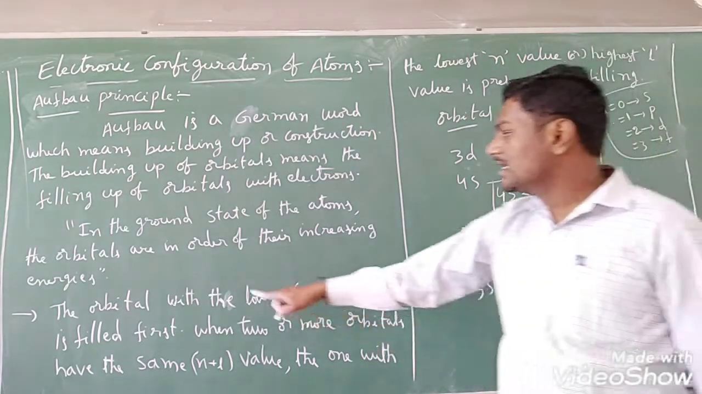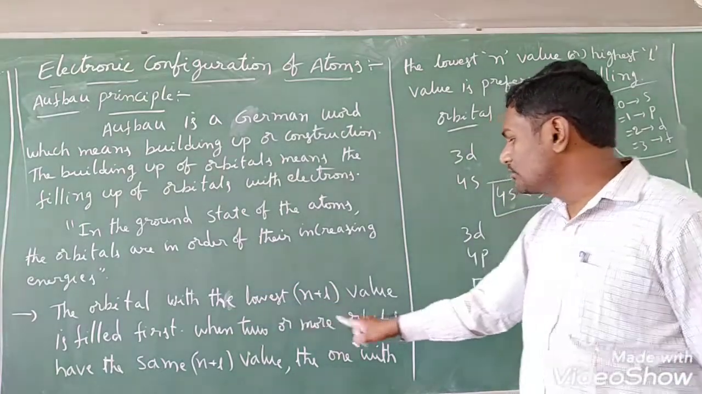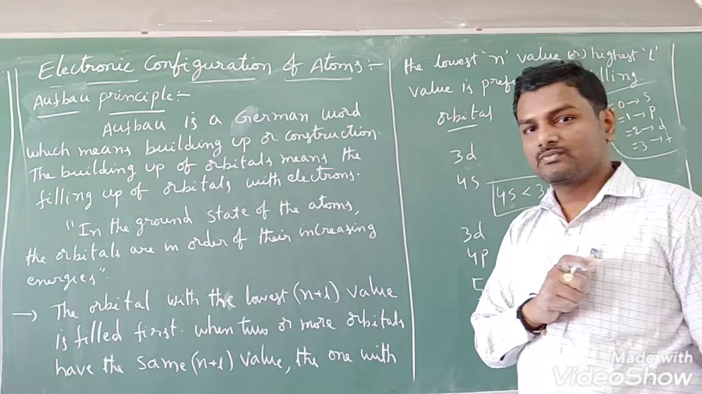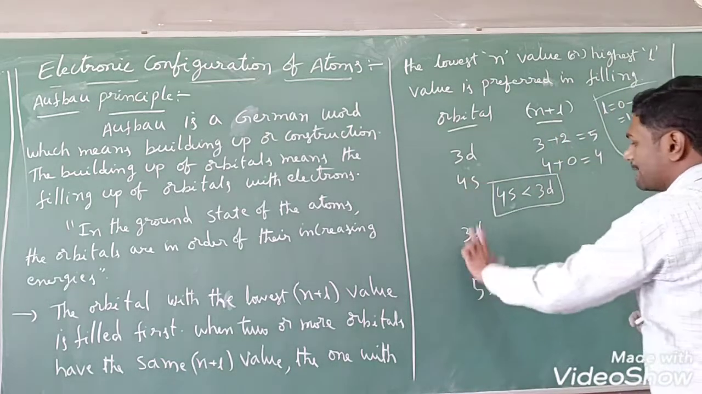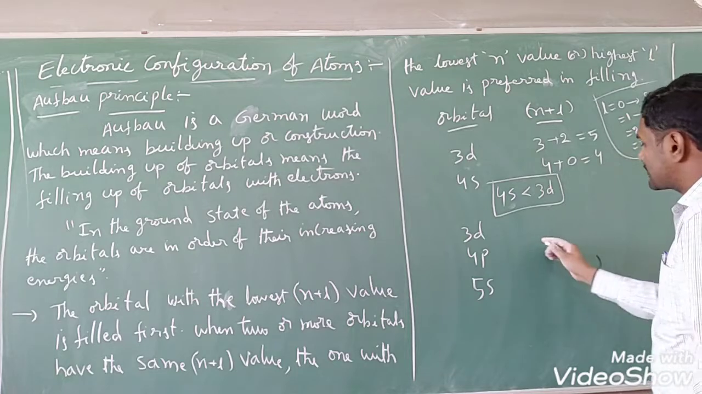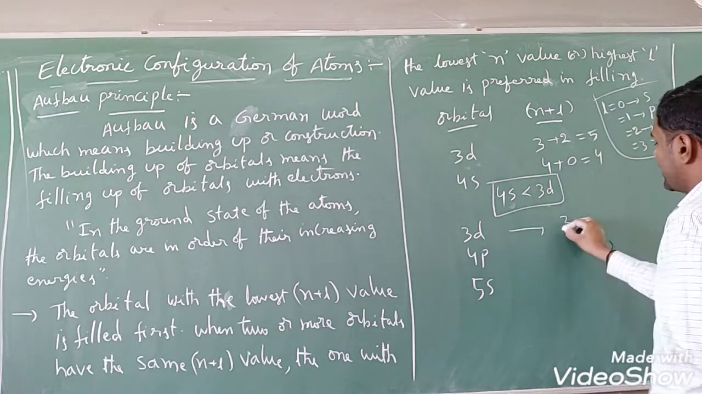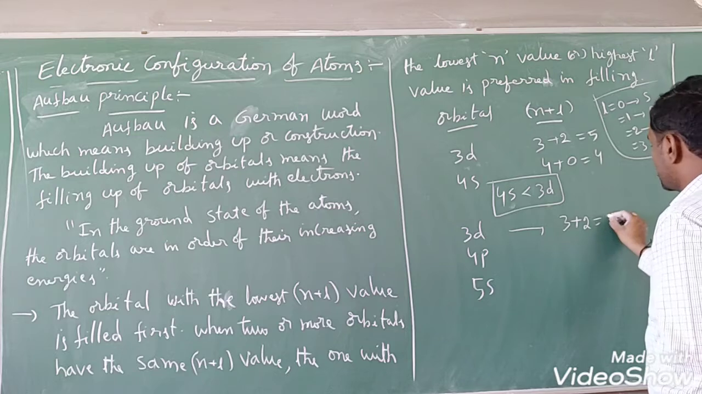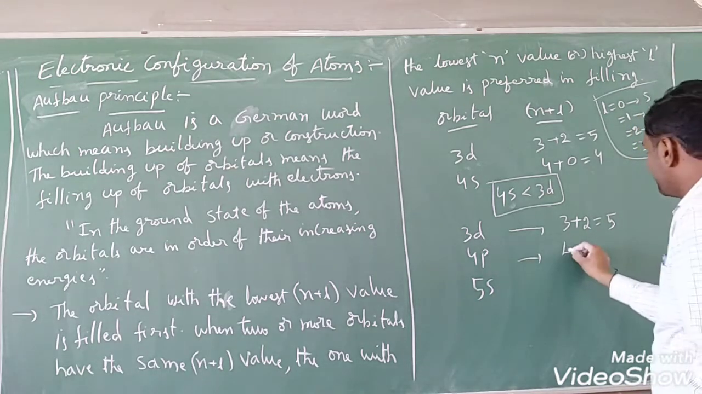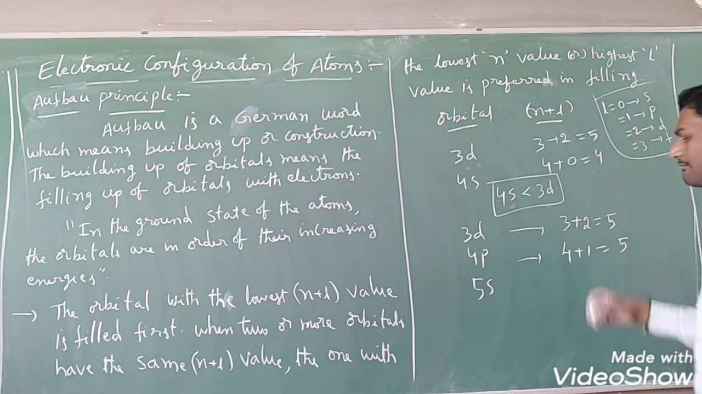Okay, now see that the orbital with the lowest n plus l value is filled first. When two or more orbitals have the same n plus l value, then what to do? Next example I am giving to you: 3d, 4p and 5s. In these three orbitals also, first you calculate the n plus l value. What is the n plus l value for 3d? Already we have calculated, that is 3 plus 2, which equals 5. In the case of the 4p orbital, what is the n value here? 4. For the p subshell, what is the l value? 1. 4 plus 1, 5.